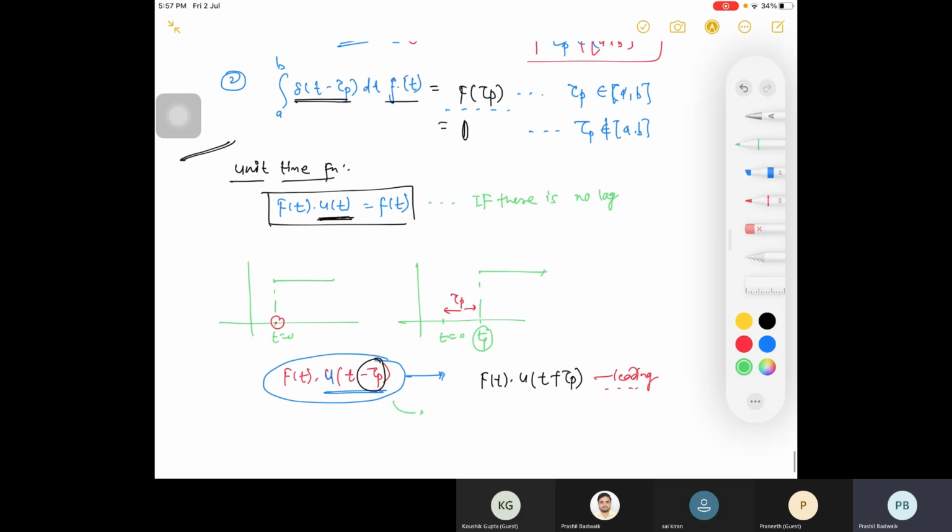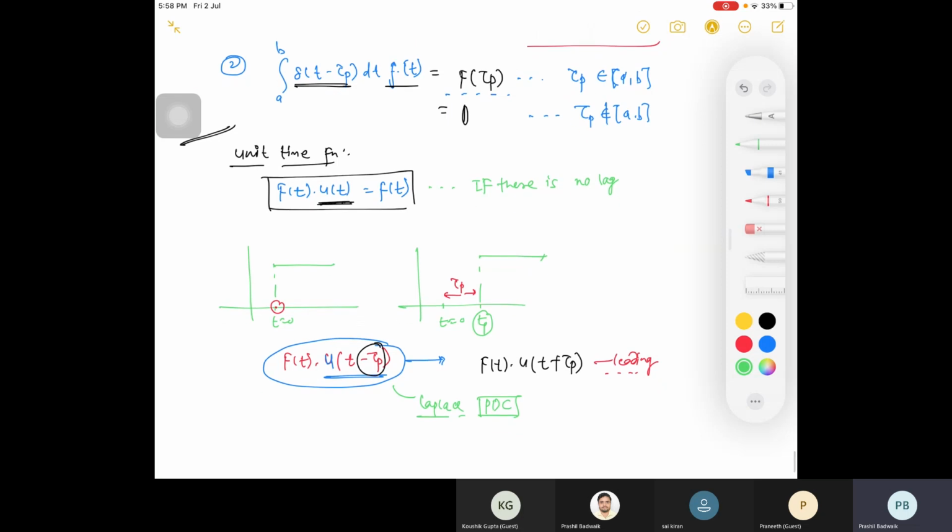This is generally used in Laplace, and Laplace is the basis of process dynamics and control. If you know this Laplace, then the subject will be very easy, and I'm very enthusiastic to start that subject because I love process dynamics.